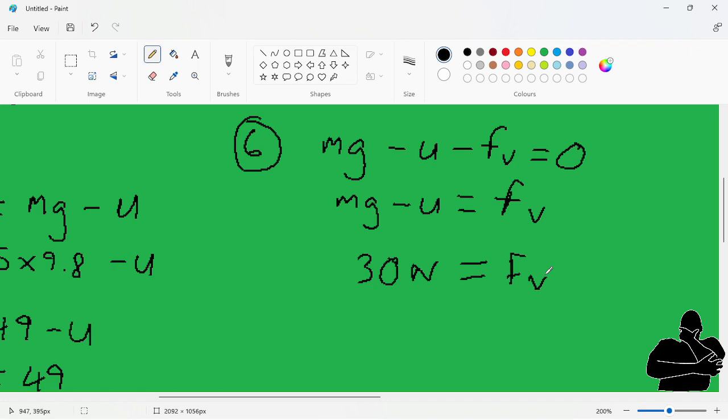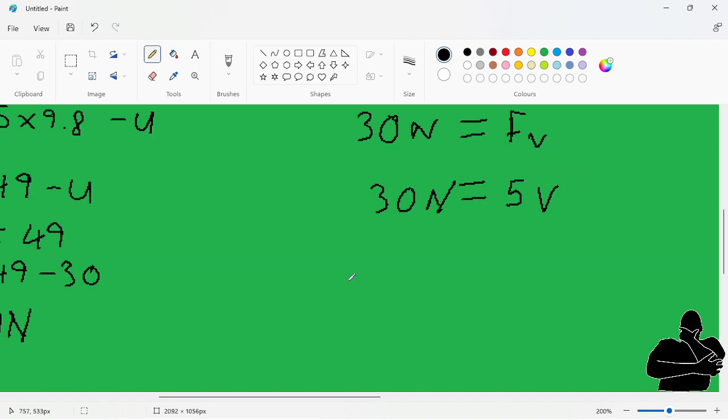So that is equivalent to the viscous force at terminal velocity. Now the question stated that the viscous force is proportional to the velocity, and the relationship of the viscous force is that it is indeed 5 times the velocity. So we can basically rewrite this viscous force as 5 times the velocity. And because this is terminal velocity, then we can assume that this velocity here is indeed the terminal velocity. So this velocity here is just going to be equivalent to, divide both sides by 5, 6 meters per second.